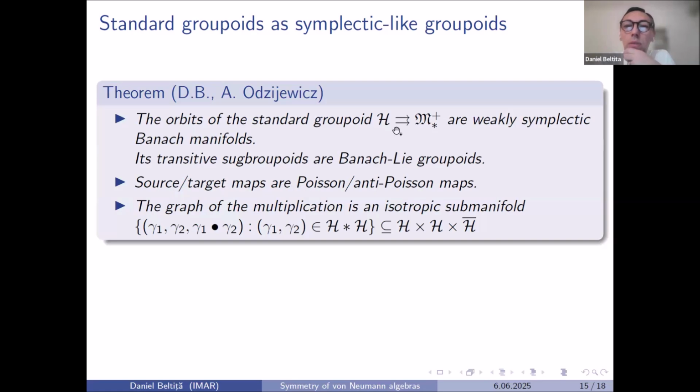Source and target maps behave well with respect to the Poisson bracket. I already explained the Poisson bracket here, and on the Hilbert space we have another Poisson bracket coming from the imaginary part of the scalar product, which is a symplectic form, and it gives a Poisson bracket. And the graph of the multiplication is an isotropic submanifold here, which is interpreted as saying that the multiplication in some sense is compatible with the two.